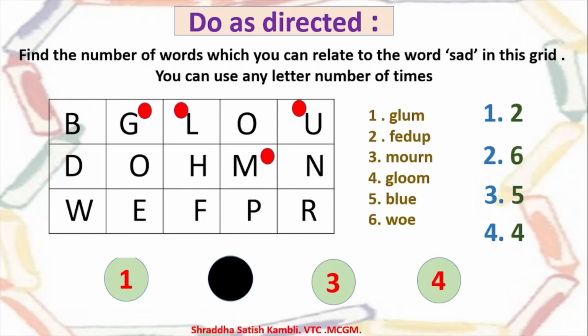Glum. Then fed up. You're not exactly sad when you're fed up, but it is a negative feeling. You are upset and you want to give up. Okay, so let's see where fed up is. F, E, D, U and P. So see, you have used the letter U twice now here. Okay, so this is a second example in pattern 4.